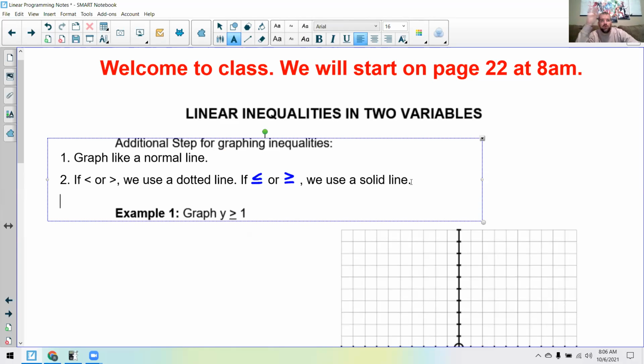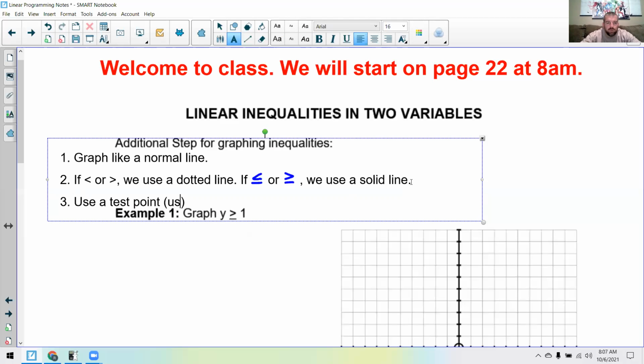So basically, we're just building the fence. So then the last step is to figure out which side of the fence is my solution. Okay, which side of the fence contains the points that is a solution to this inequality? Well, then we're going to use a test point.